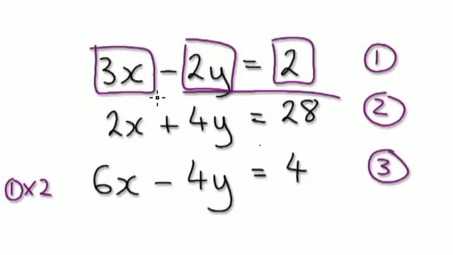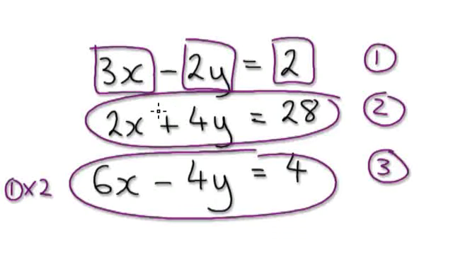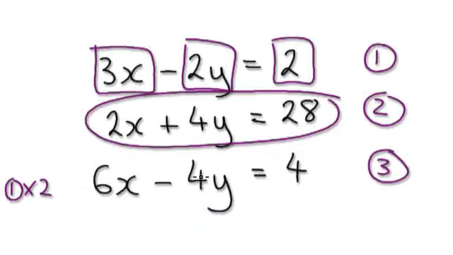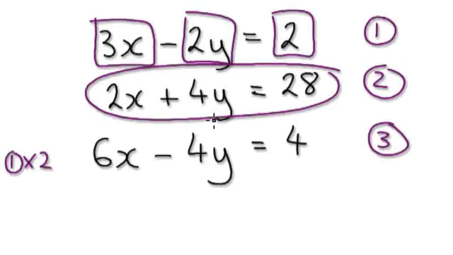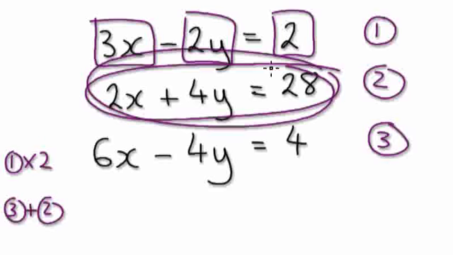If you get this and add it to this equation here, because this is a positive and this is a negative, they're going to kill off the two y's. The two y's will cancel each other out. So now let's get equation 3 and add it to equation 2. In effect we are going to get this, add it to this.